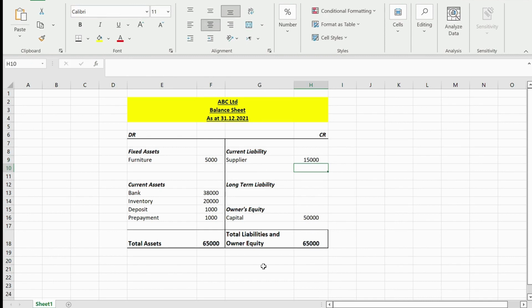Now this is basically it. This is a balance sheet. The asset side is going to be equal to our liabilities and owner equity, 65,000.